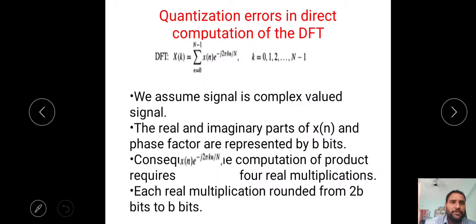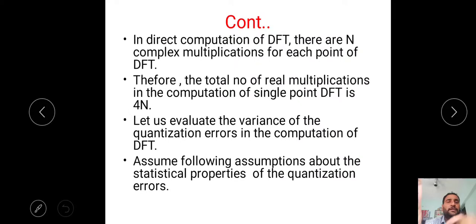This is the general DFT equation. We assume the signal is complex. Each real multiplication is rounded to b bits. In direct computation of the DFT, there are N complex multiplications for each point of the DFT. Therefore, the total number of real multiplications in the computation of a single point DFT, when the signal is complex, is 4N. Let us evaluate the variance of the quantization errors in the computation of the DFT.